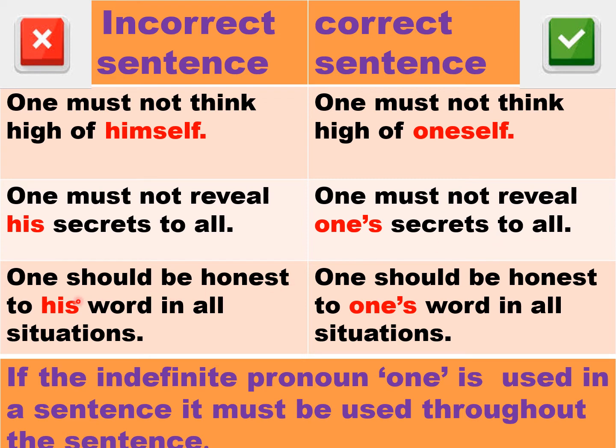"One should be honest to his word in all situations." Here also we are seeing the indefinite pronoun "one". So throughout the sentence we must use "one". "One should be honest to one's word in all situations" is correct.